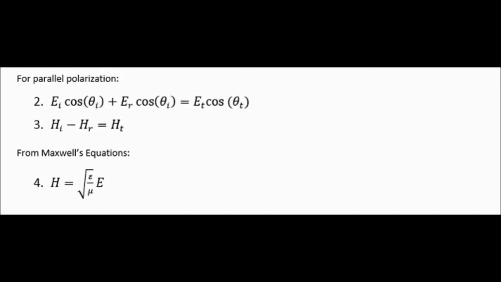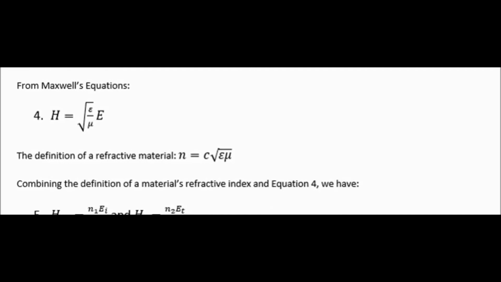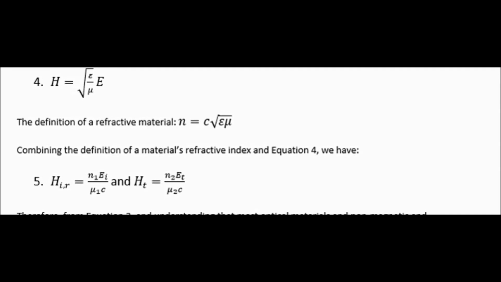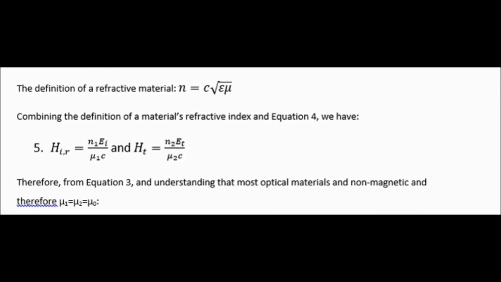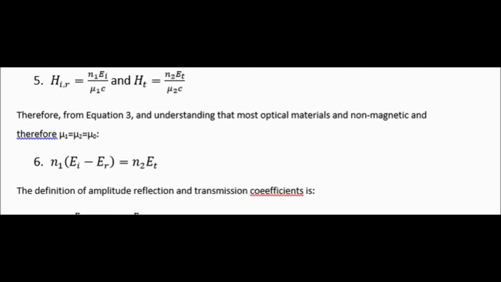For equations 2 and 3, you have the parallel conditions of the electric and magnetic fields. In parallel polarization, the electric field vector is inside the plane of incidence. Equation 2 is the boundary condition for the electric field, and the boundary condition for the magnetic field is equation 3. Equation 4 is the relation for the electric and magnetic field amplitudes for the wave, which is found via Maxwell's equations. We accompany this with the definition of a refractive index, and applying this definition yields equations 5 and 6. For equation 6, we accompany this with the understanding that most materials with optical properties are non-magnetic, and therefore the magnetic permeability of both materials is approximately equal to the permeability constant.